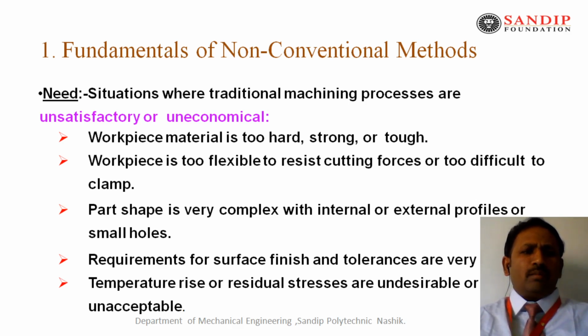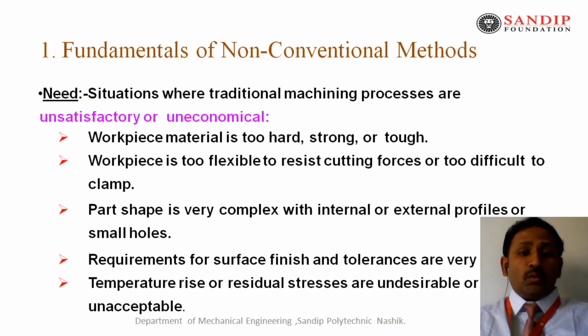Now, why is there a need for these manufacturing processes? In situations where traditional machining processes are unsatisfactory or uneconomical, non-conventional methods take over the limitations of conventional manufacturing processes. So why the need for these processes? First, the workpiece material is too hard, strong or tough. In conventional machining processes, the workpiece and cutting tool are in direct contact and the cutting tool is always harder than the workpiece. Only then is this manufacturing process done. But in non-conventional, the workpiece is hard and the cutting tool is a soft material.